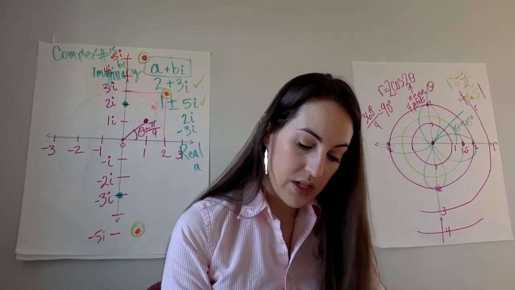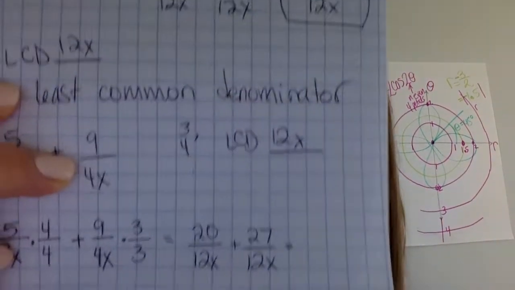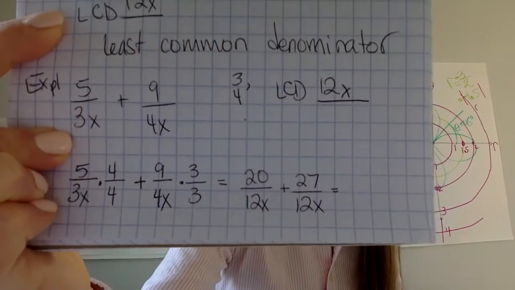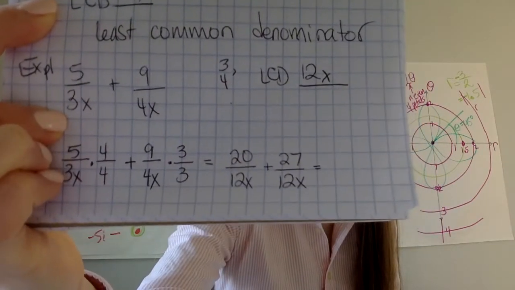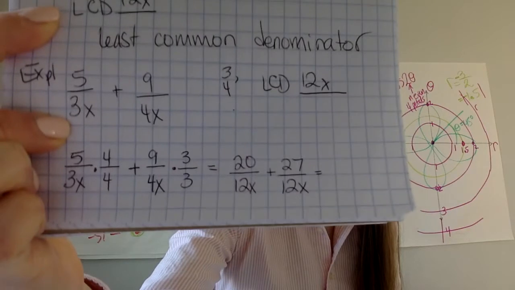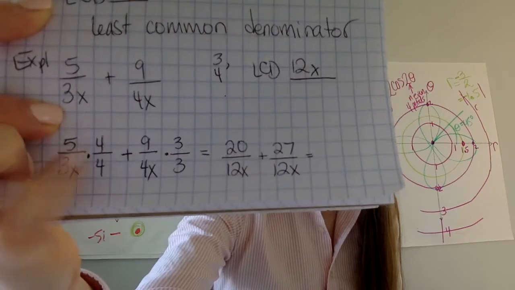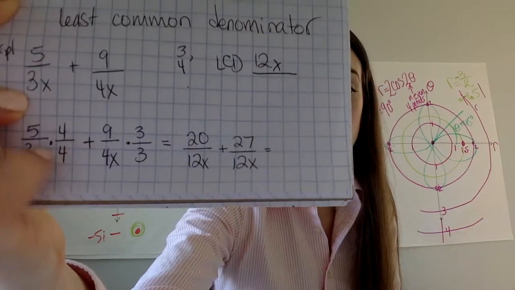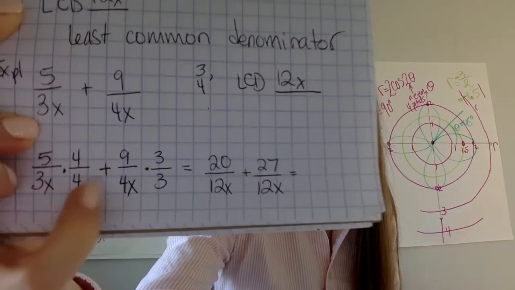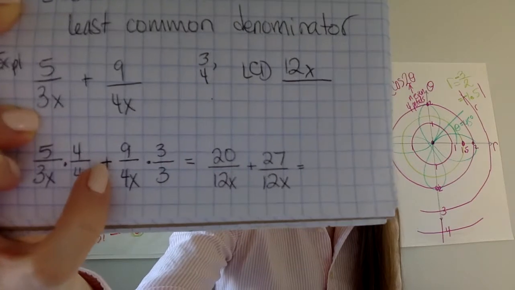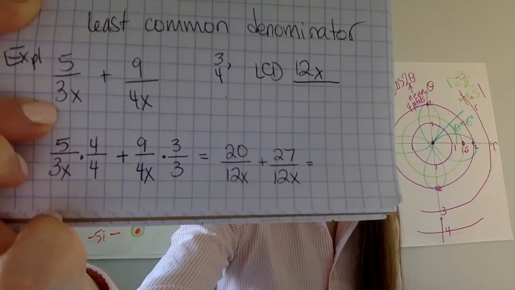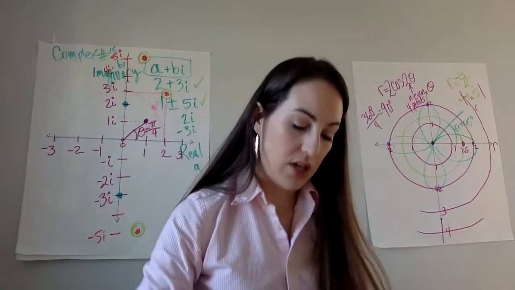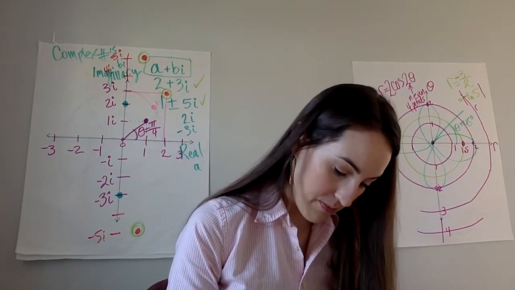Okay, hopefully you wrote this down. You are left with 20 over 12x and a 27 over 12x. That comes from the 5 times 4 and the 9 times 3, right? Denominators stay the same. Since we multiplied, right? We multiplied straight across the top of the fraction, straight across the bottom of the fraction, and now we're going to do the addition. So when we add, the denominators stay the same, and we add the numerators. So 20 plus 27 gets added, and you keep the same denominator.